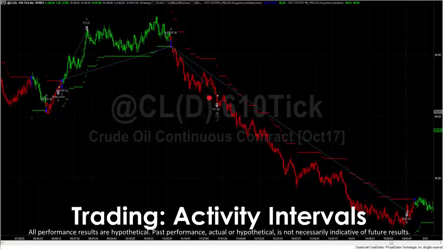And here we're using a combination of a profit target and a transitional point with the VSTOPS. I know it might be hard to see, but you can see those trade lines. So again, activity intervals are another way we can test, an innovative way of trading the intraday markets using the VSTOPS ProTrader.